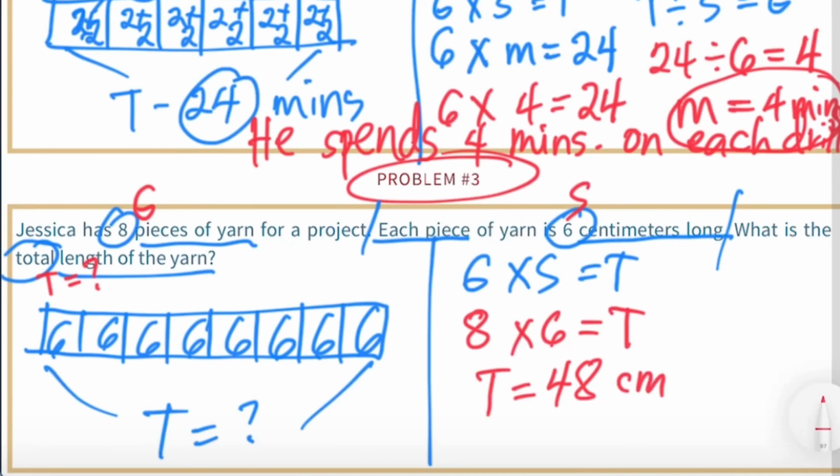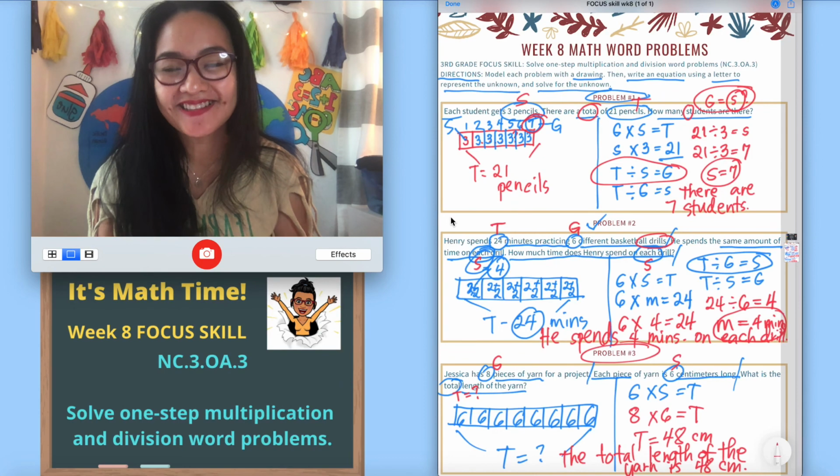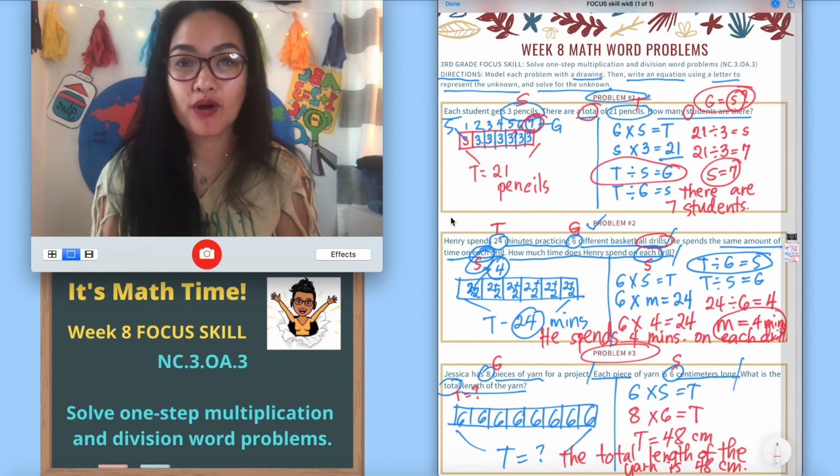Let's answer this question. What is the total length of the yarn? The total length of the yarn is 48 centimeters. All right, boys and girls, we are done with the 3 problems.